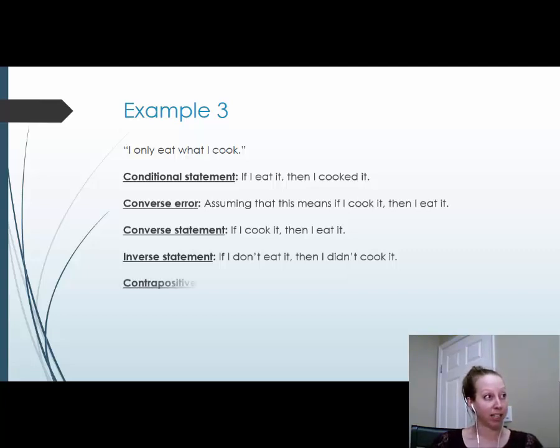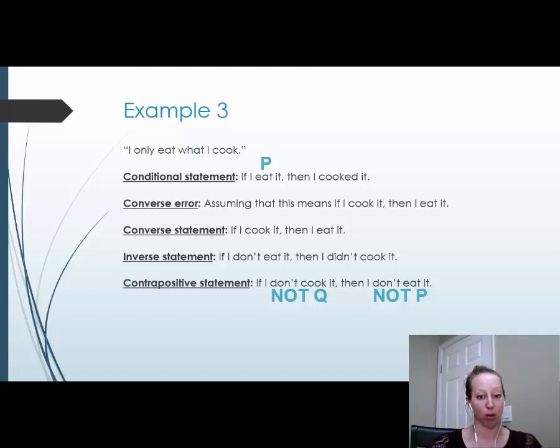The contrapositive statement is both. It's both the reverse of the original conditional statement, and both phrases are negated. So if I don't cook it, then I don't eat it. See how that's not Q, then not P? Because P, back in the original conditional statement, was if I eat it. And Q was then I cooked it. So now we have not Q, I don't cook it, then not P, I don't eat it. That's what a contrapositive statement is.